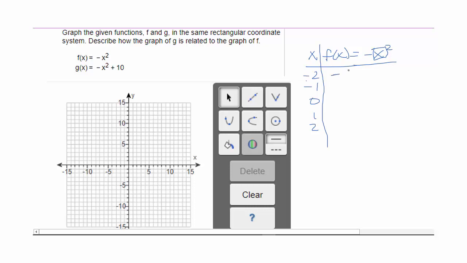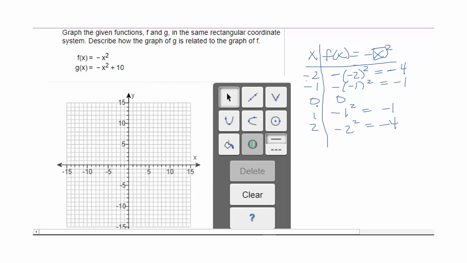So we have negative and then -2 squared. So that's going to be the opposite of 4, so -4. And then if I plug in -1, the negative of -1 squared is going to be the opposite of 1. And if I plug in 0, I'm just going to get 0. If I plug in 1, I have the opposite of 1 squared, which is -1. And if I plug in a 2, I have the opposite of 2 squared, which is -4.